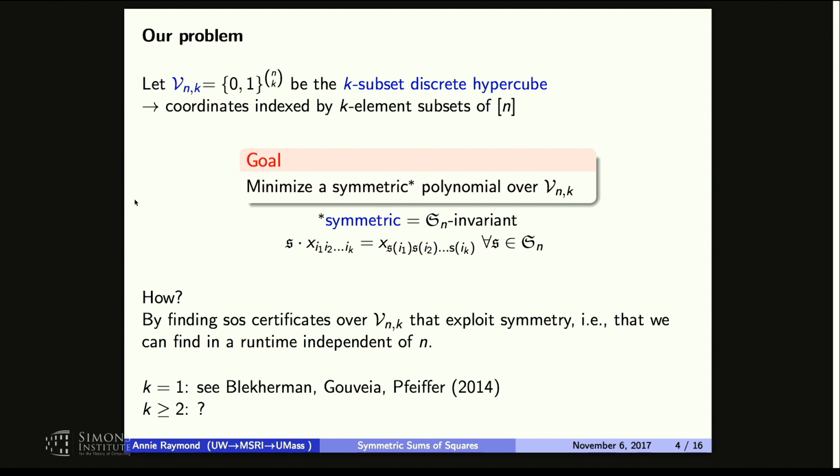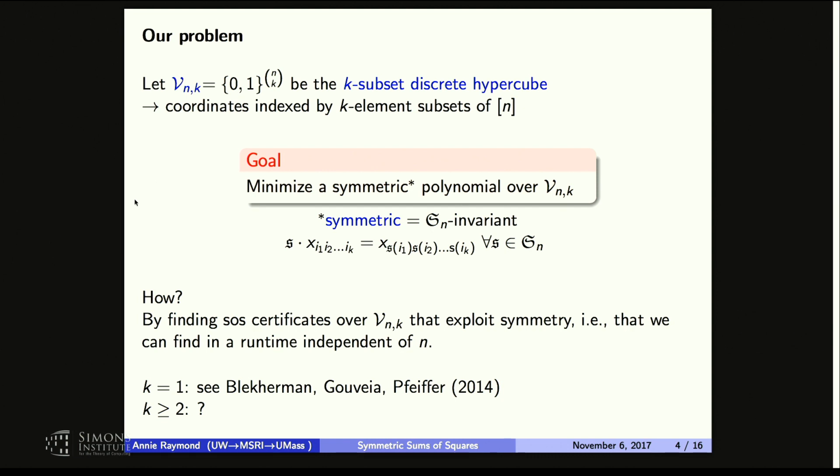So the case when k is equal to 1, so when I don't really have subsets and you have a direct action on the elements, was done in 2014 by Greg Blekherman, Jose Acevedo, and James Pfeiffer. But the case k greater or equal to 2, when you actually have subsets, was left open because the representation theory there is a bit different. And so that's the case that I want to focus on today.